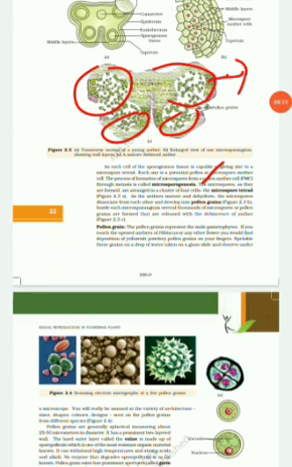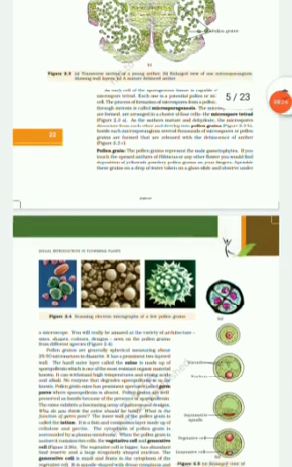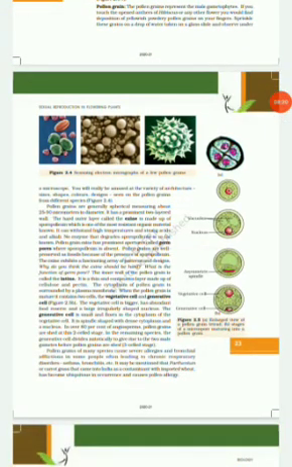Now coming to the pollen grains. The pollen grains represent the male gametophyte. If you sprinkle some pollen grains on a glass slide and observe under a microscope, you will see the structure. The pollen grain has two layers: the exine, the outer layer, and the intine, the inner layer.